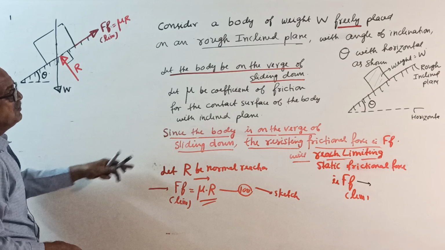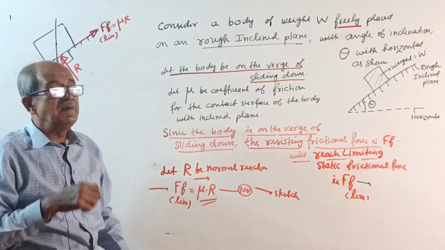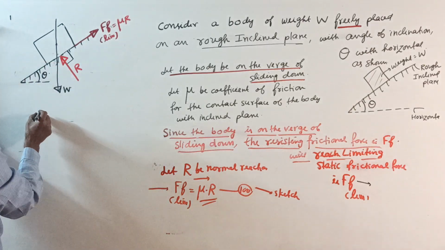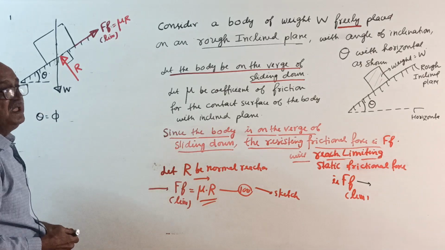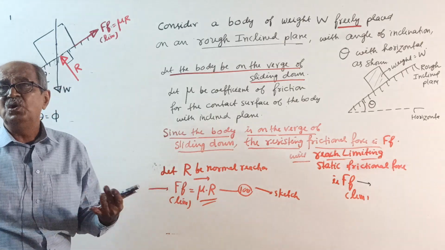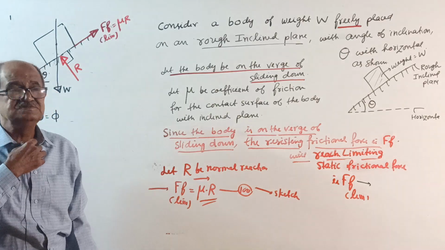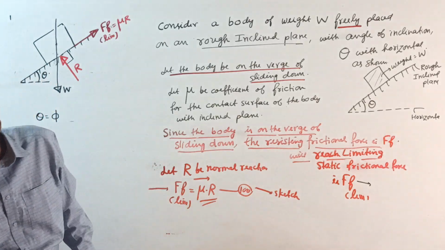Now I will remove everything and derive the expression for theta. Actually, remember, your theta will come equal to phi, which means this angle of inclination is equal to the angle of friction. Then I will explain something else for you. Okay, one minute. I will prepare sketches.